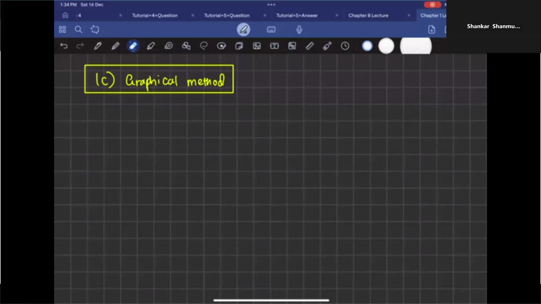Okay, I will quickly resume with the graphical method. Okay, so graphical method is actually very simple as well. It's not a big concept. So let's take a look at it. So it's essentially using your graph to find the values of your x. So let's take a look.